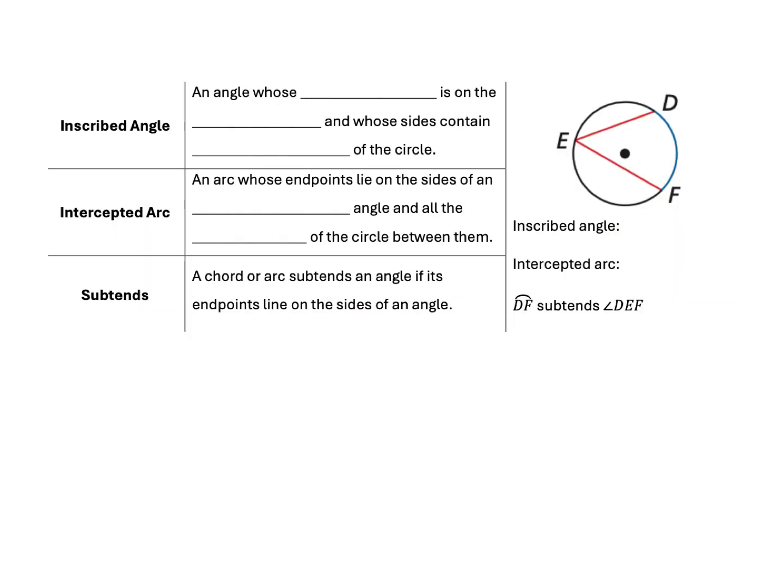Let's start by defining the term inscribed angle. An inscribed angle is an angle whose vertex is on the circle and whose sides contain chords of the circle. Notice in this diagram over here that the vertex of angle DEF, that's point E, is on the edge of the circle, which makes angle DEF an inscribed angle. Also notice that ED and EF are both chords.